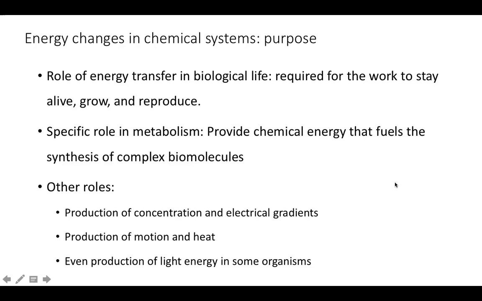Other examples of the roles of chemical energy include the production of concentration gradients and electrical gradients in the cells, which are important for biological transport, as well as the production of heat and motion. And in some organisms, chemical energy is even used for the production of bioluminescence.